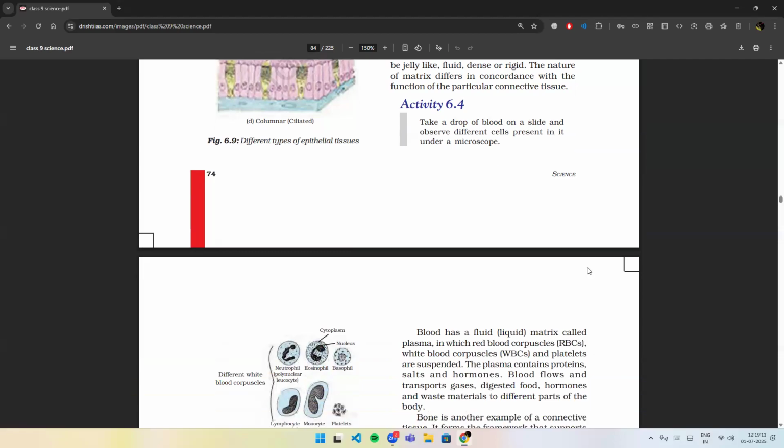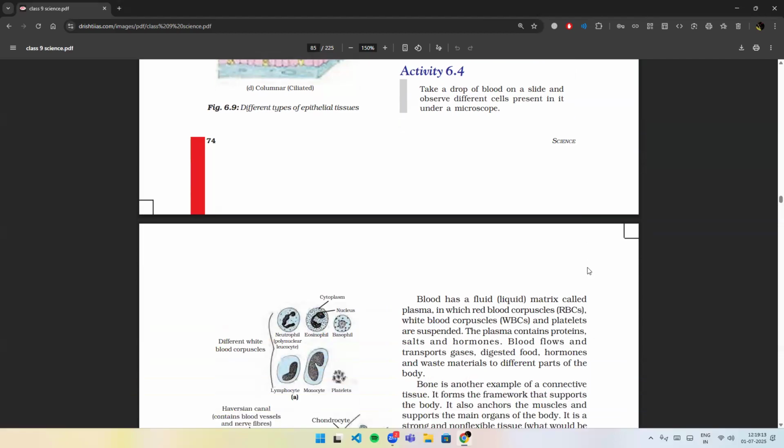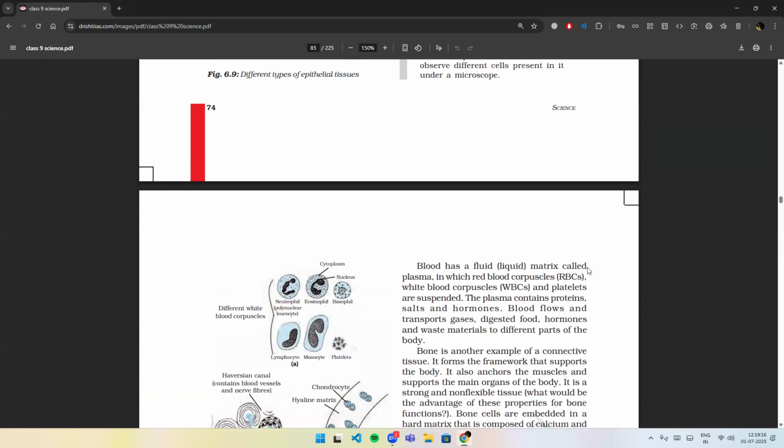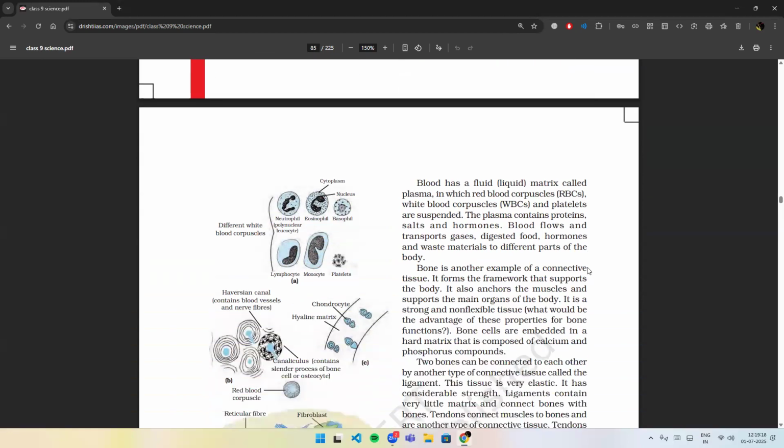Activity 6.4. Take a drop of blood on a slide and observe different cells present in it under a microscope.